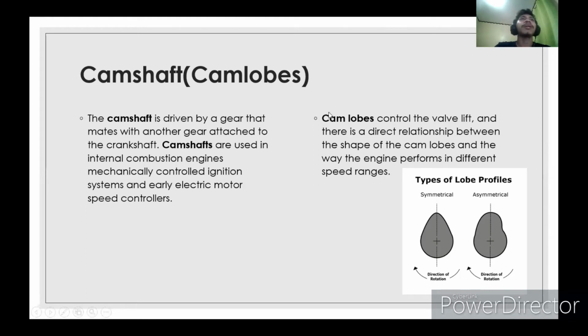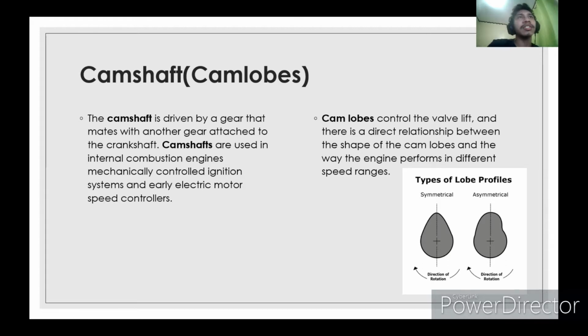So the cam lobes control the valve lift, and there's a direct relationship between the shape of the cam lobes and the way the engine performs in different ranges. The cam lobes are connected directly to the camshaft itself to translate the rotational movement, and then it is translated to another mechanism, which is the tappets.